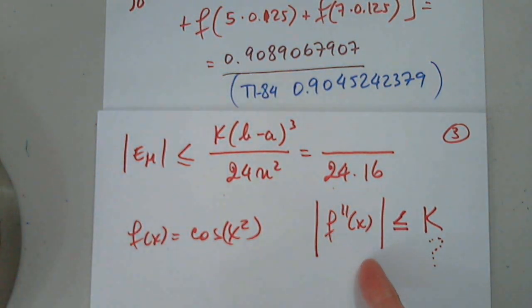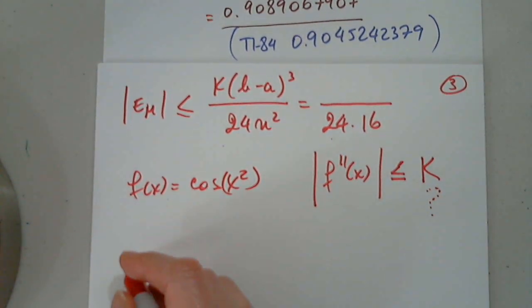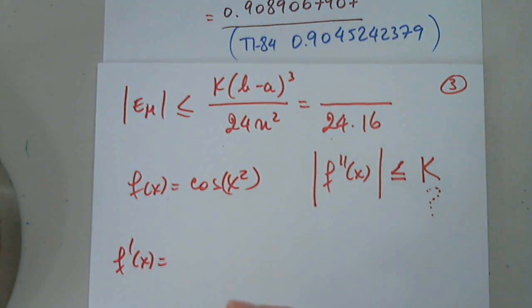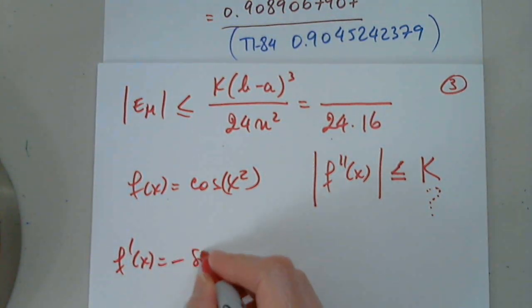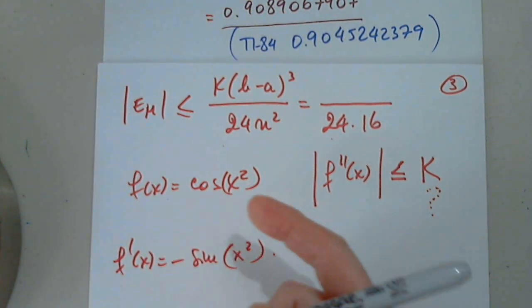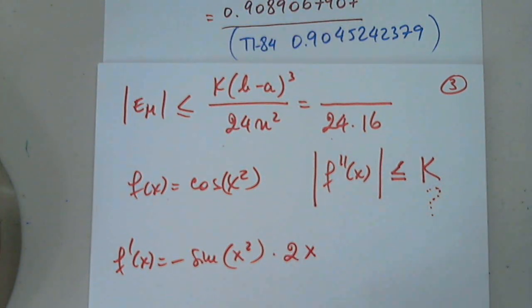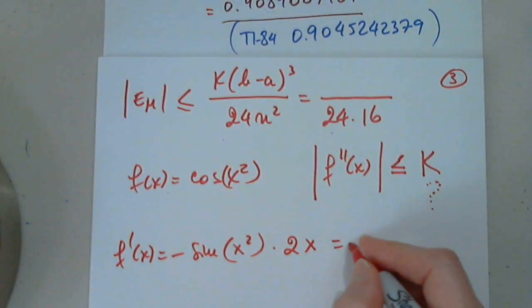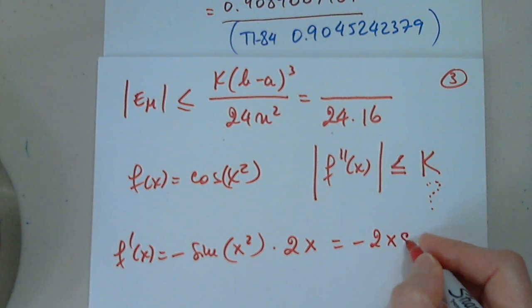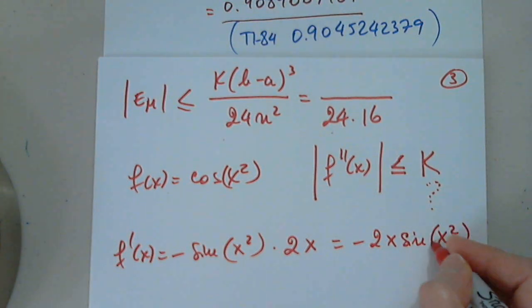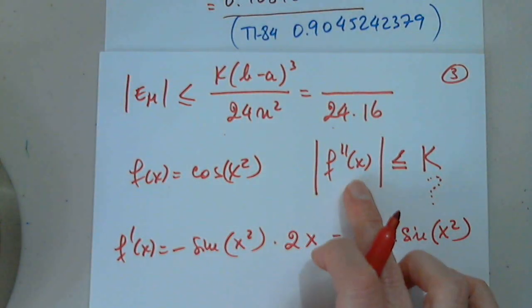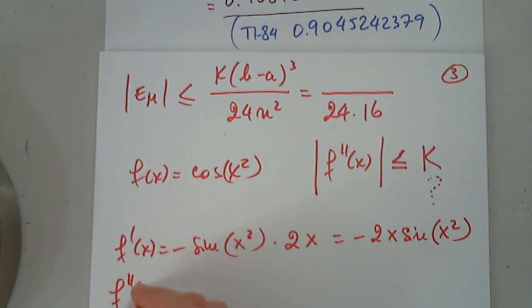So first of all, we have work to do in order to determine the second derivative. Okay, so let's find first the first derivative. So cosine prime is negative sine x squared times the inner function prime, which is 2x. So we have negative 2x sine x squared. And this is just the first derivative. We need the second derivative.